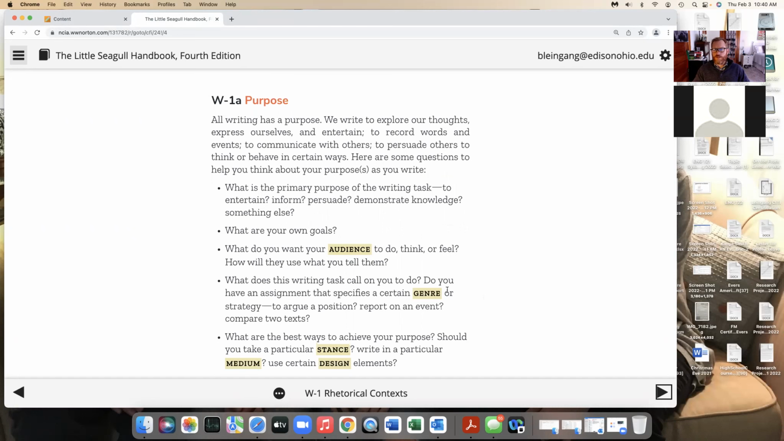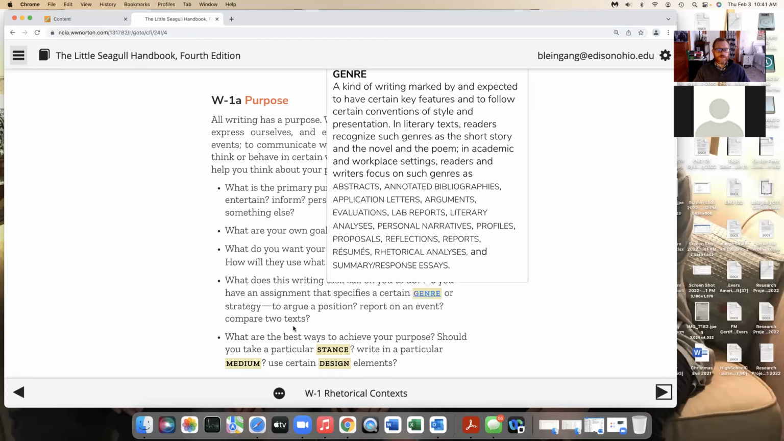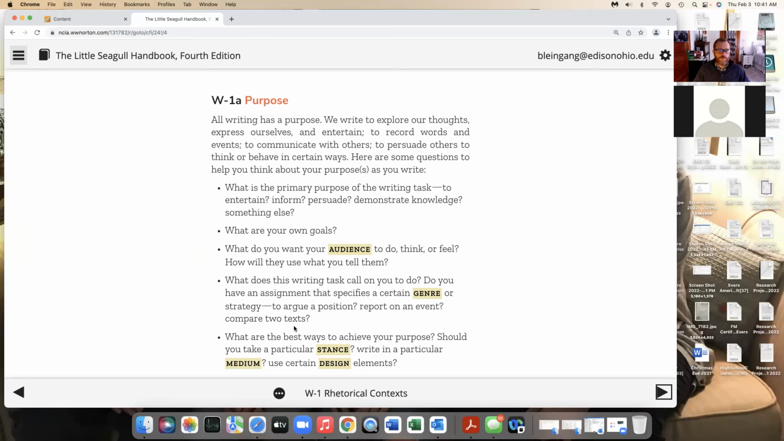They all have a particular genre, which means that, like a letter, we have certain expectations. An argument paper has certain expectations. We learn how to write 5-paragraph essays in high school for college entrance exams and ACT and SAT essays. We learn how to do lab reports. We learn how to do resumes and cover letters and all sorts of things like that. So those are different genres, and there's expectations built into each of them.